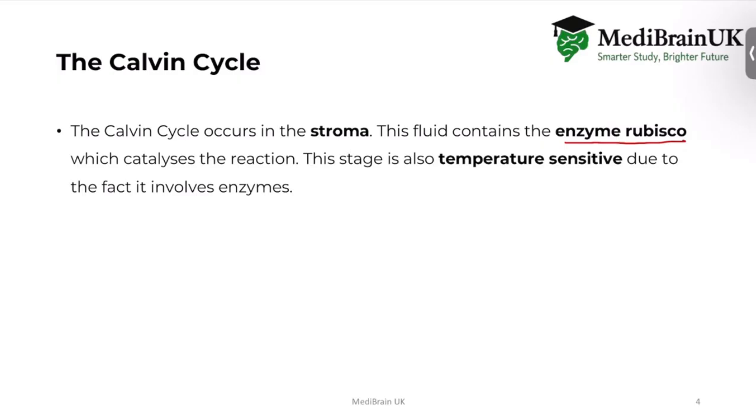And the purpose of an enzyme, remember, an enzyme is a biological catalyst. The enzyme, in this case rubisco, is going to catalyze this reaction that's going to take place. And because we're using the rubisco enzyme, we know that enzymes are temperature sensitive. If they are temperature sensitive, that means at high temperatures they will denature. So we don't want the temperature to be too high, or photosynthesis won't occur because this enzyme rubisco will denature.